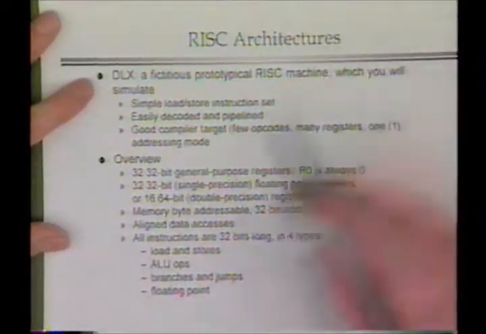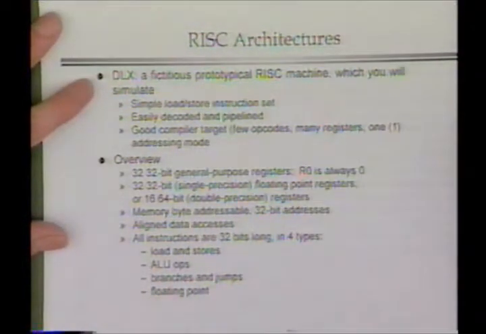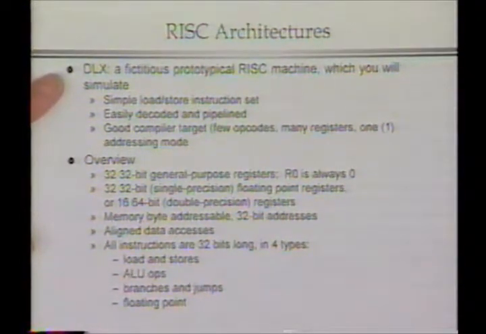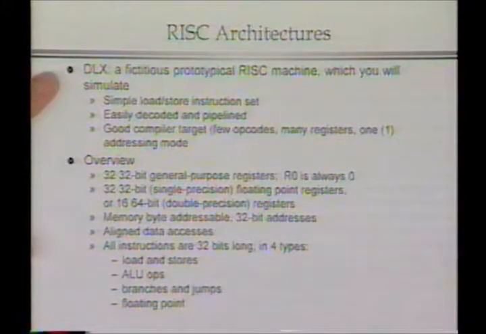Okay, now we're going to talk about RISC architectures. The machine that the book chooses to use, and that we will concentrate mostly on, is a fictitious prototypical RISC machine. It's a machine that you can't buy but looks very much like some of the existing RISC machines. It's a subset of, probably the one which is closest, the MIPS R2000 machine.